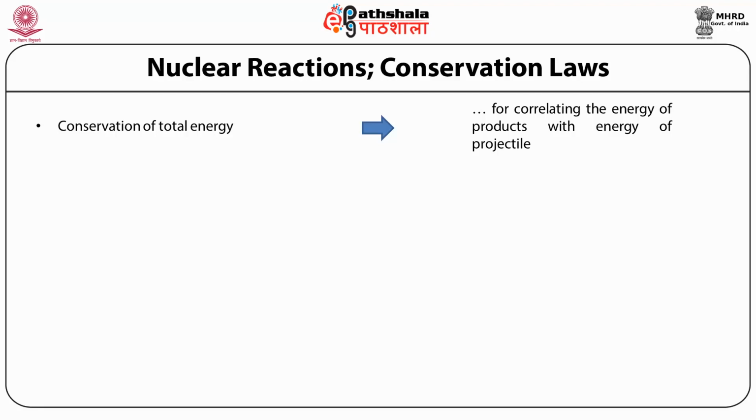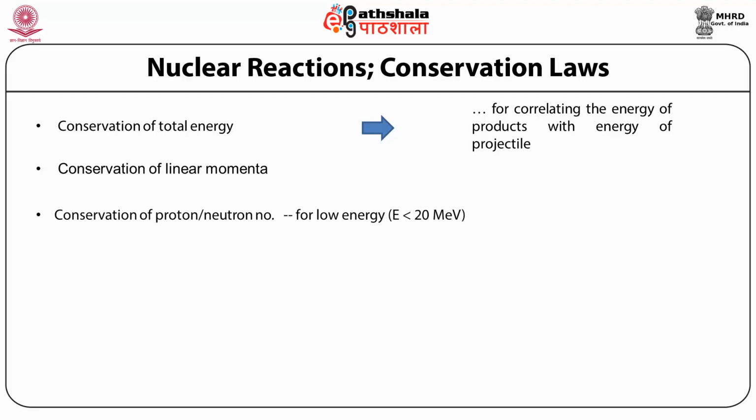First of all, the conservation of total energy and conservation of linear momentum. These two are the fundamental conservation laws that need to be satisfied in order to have a nuclear reaction. These two conservation laws will tell us how much energy we can expect in a nuclear reaction. Another important conservation law is the conservation of proton or neutron number. That is, when two nuclei are reacting, the total number of protons in the system and the total number of neutrons in the system must remain conserved.